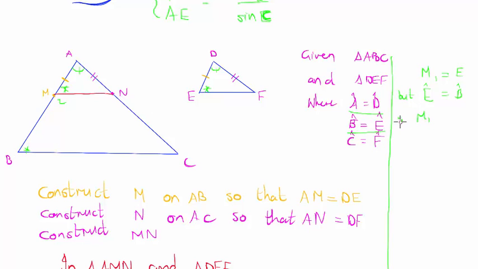M1 is equal to B. Now if angle M1 is equal to angle B, what does that tell me? What can I now conclude? The lines are parallel. Therefore, MN is parallel to BC.